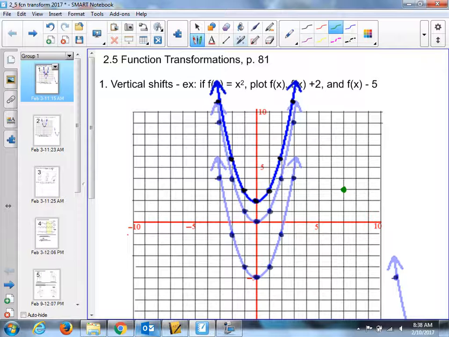Now maybe the function has a point right here. And I'll say this is from f of x, right? 7, 3 is a point from f of x. What happens when you apply this transformation, f of x minus 5? Well, you'll say that goes down 1, 2, 3, 4, 5 to become 7, negative 2, right? We're all familiar with that. Okay.